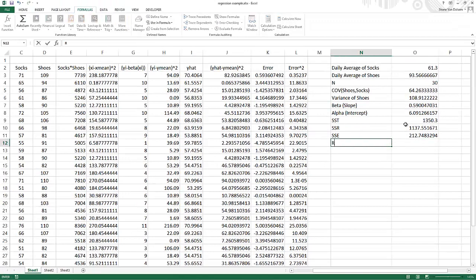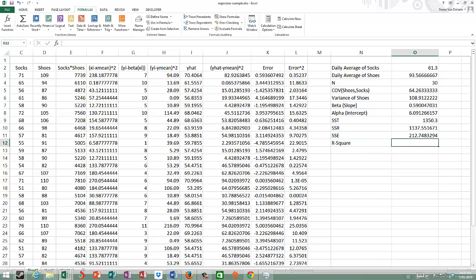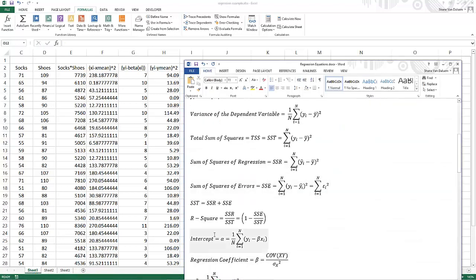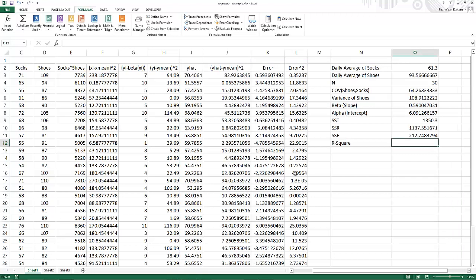Our R squared then can be calculated in two ways that give us the same answer. R squared is equal to SSR divided by SST, or it's equal to 1 minus SSE divided by SST. So here I'm going to put equals SSR divided by SST, and I get an R squared of 0.842.